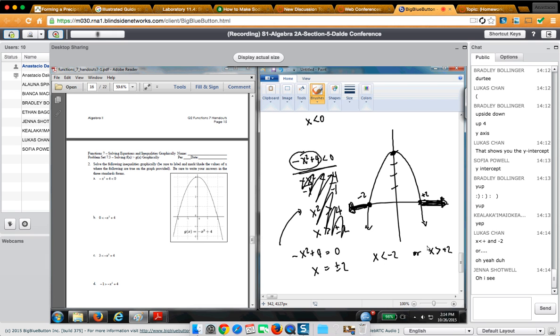In fact, I think the way I have you answer it in the computers, you would say it's between negative infinity, comma, negative 2, parentheses, or 2 to infinity. It's in between those two. You see what I mean?